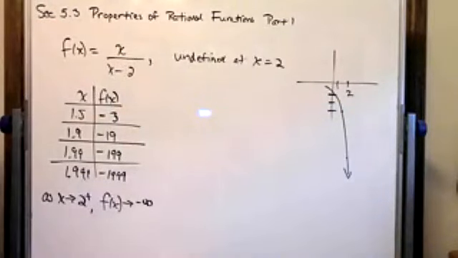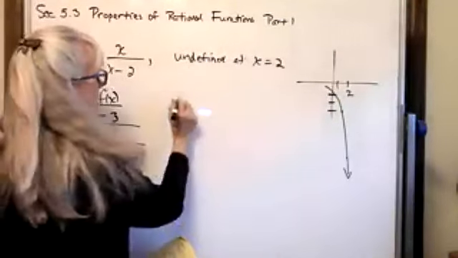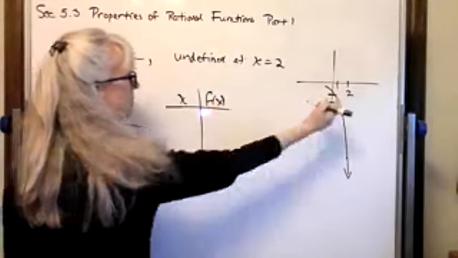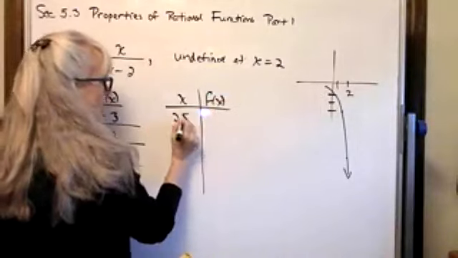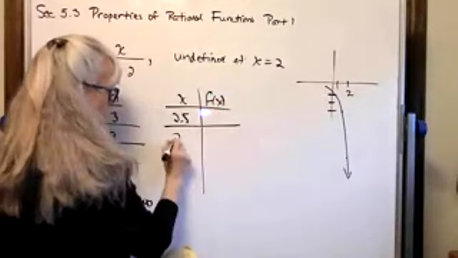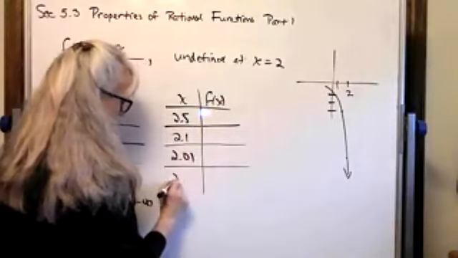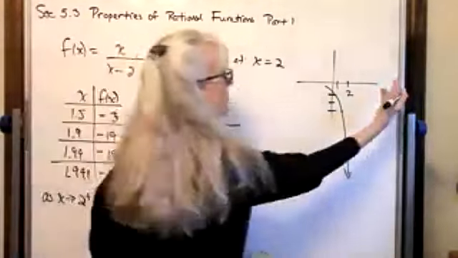But what about from the right side? So now we'll come in and do the same thing again. We do x and we'll do f of x. But this time we're going to come in from the right side. So we'll plug in 2.5 as our first number. And we're going to plug in 2.1, 2.01, and 2.001. So notice we're coming in from this side this time.